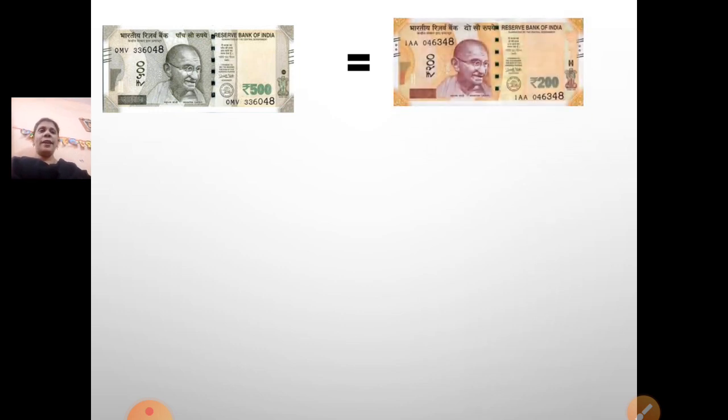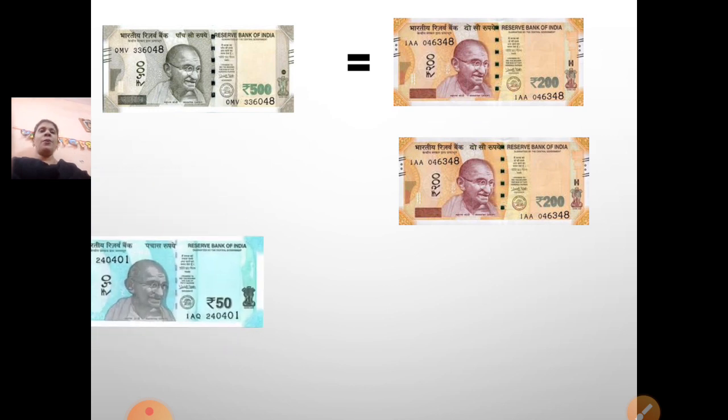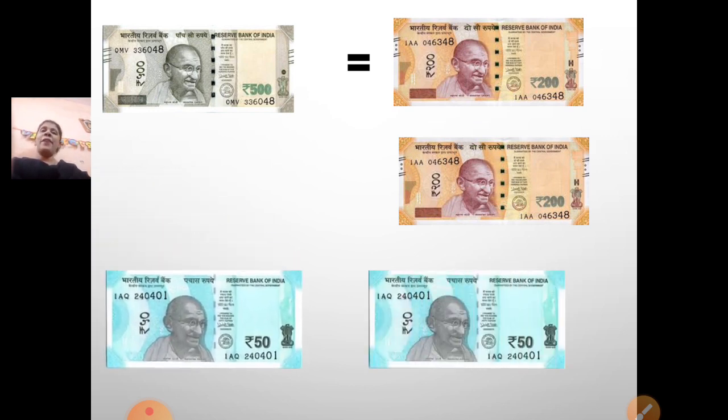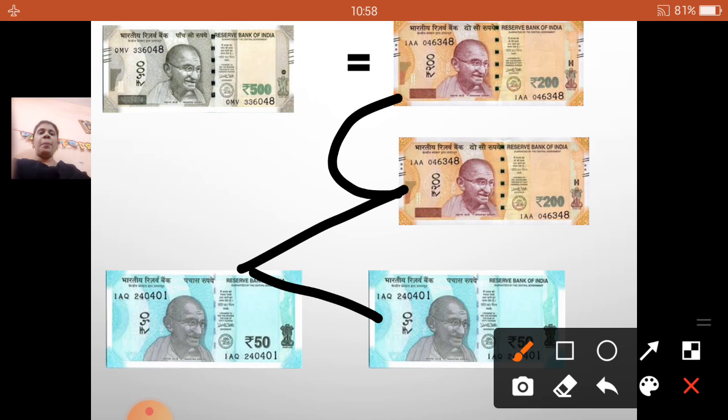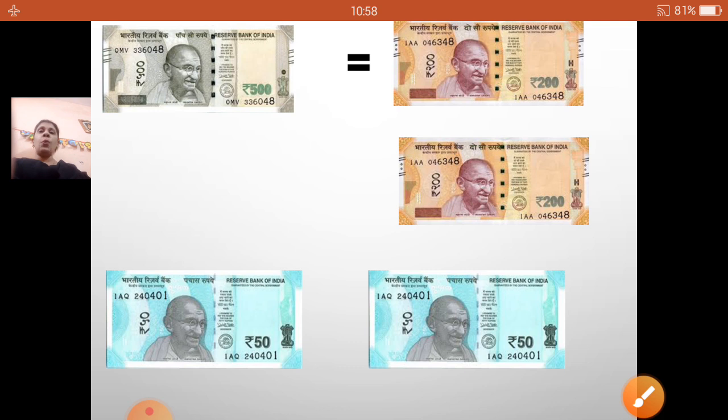One more 500. Let us see now what change you are going to give me for this 500. One 200 rupee note, one more 200 rupee note, 50 rupee note and one more 50 rupee note. Let us count and see children. 200 plus 200, that is 2 plus 2 will be 4. So 400. 400 plus this 50, 450. 450 plus 50, 500. Correct. That means 2 200 rupees notes and 2 50 rupees notes will make together 500 rupees.